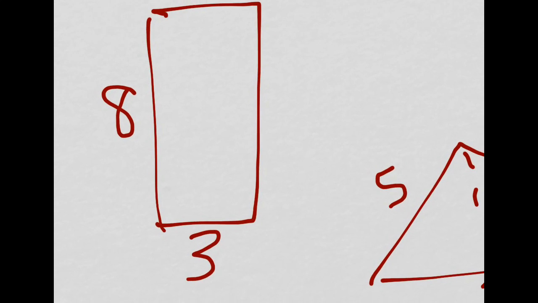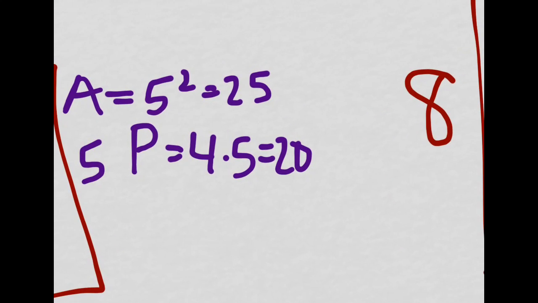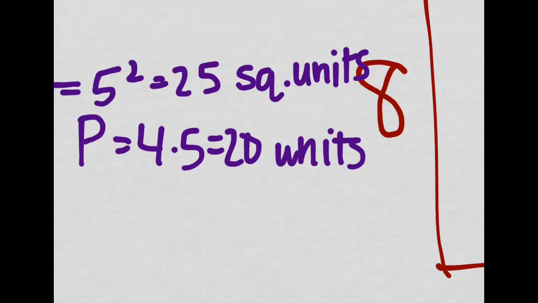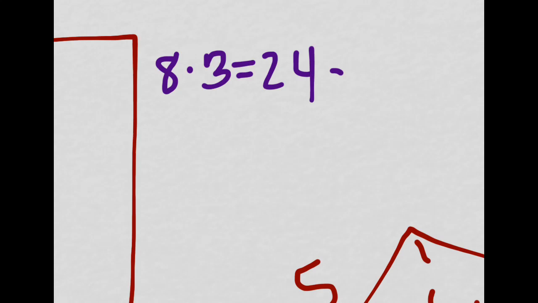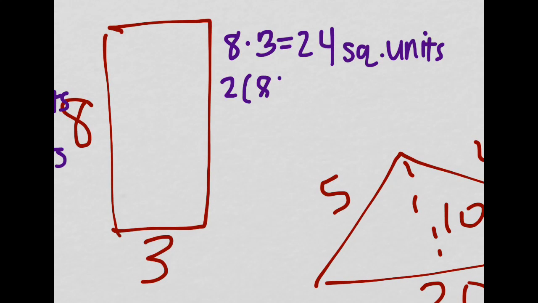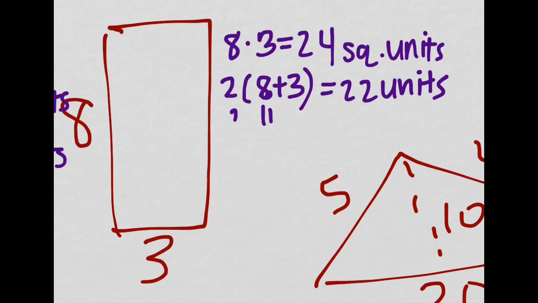So the area of this rectangle is 8 times 3, which is equal to 24. And actually, when I'm putting the area of everything, let's put square units. And you should put square units. And here you just put units. So 24 square units. And then for the perimeter, it's going to be 2 times 8 plus 3, and that's equal to 22 units, because this would be 11, and this would be 2, right?